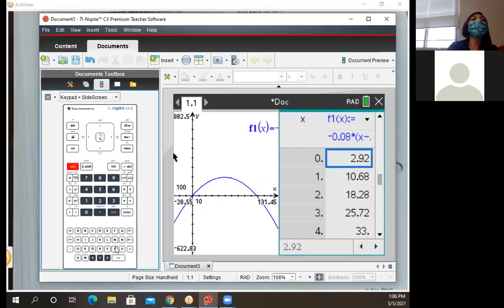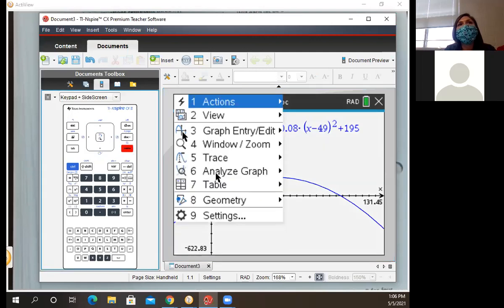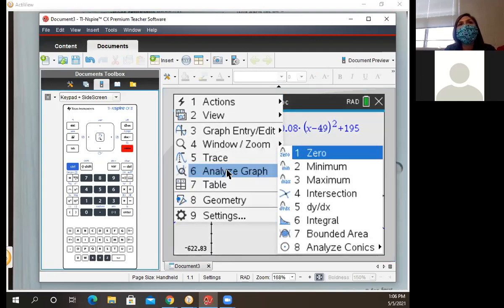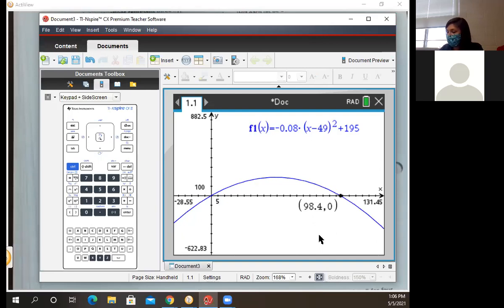So Control T again. And I want to find the x-intercept over here. So I'm going to hit Menu. And then I'm going to go down to Analyze Graph. And I want to find the 0. Okay, the 0 is the x-intercept. So I get this dashed line. Remember, I'm not trying to land the line right on the x-intercept. I want to click on either side of it. I'm going to click on this side of it, and then I'm going to click on the other side of it, and the calculator will find it for me. I don't have to try to land on it. Okay, so this tells me that my ball is going to hit the ground at 98.4 feet.